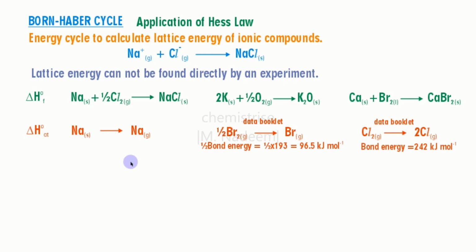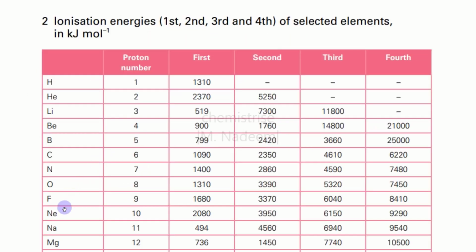The next enthalpy that we need to construct the Born-Haber cycle is ionization energy. So ionization energy involves the removal of electrons from the gaseous atoms. For example, we have sodium, 1 mole of sodium gas atoms converts into sodium positive gaseous ions, and their values can be found with the help of the data booklet, because we are given the ionization energy values in the data booklet.